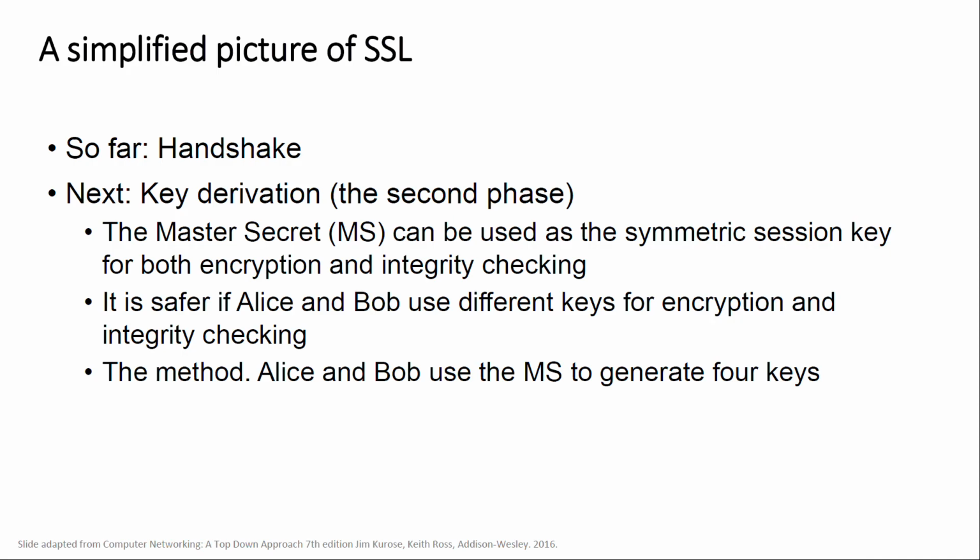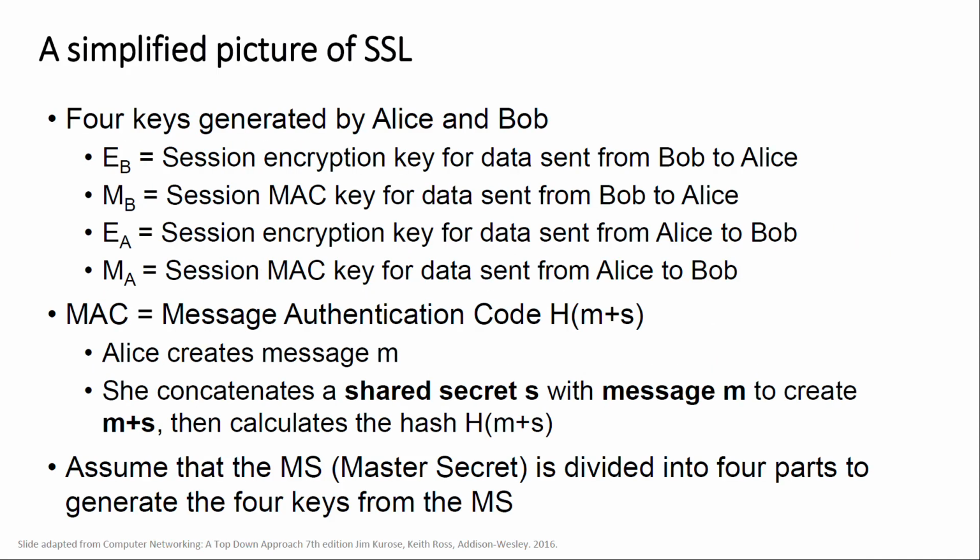The method is that Alice and Bob use the master secret key to generate 4 keys. Two of them are for Bob, and two for Alice. One of the keys is for encryption; you will be using it as a symmetric key encryption algorithm key. The second key is for message authentication codes. You can use something like HMAC. So this is why we have 4 keys.